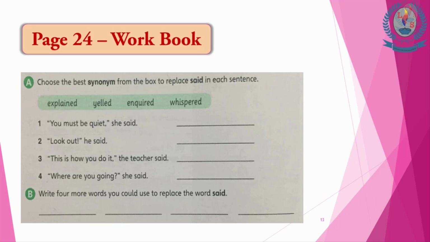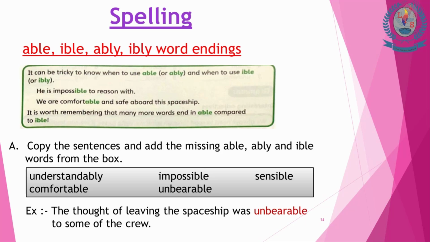Turn to page number 24 in your workbook. Here you are given one activity. Part A. Explain the different meaning of each pair of sentences. So children, you can answer this question in your workbook itself.